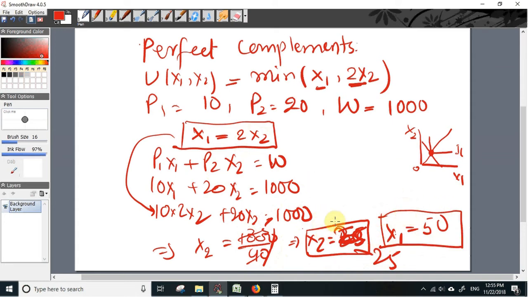So therefore the optimal commodity purchase of the consumer is x1 star, x2 star is 50, 25.